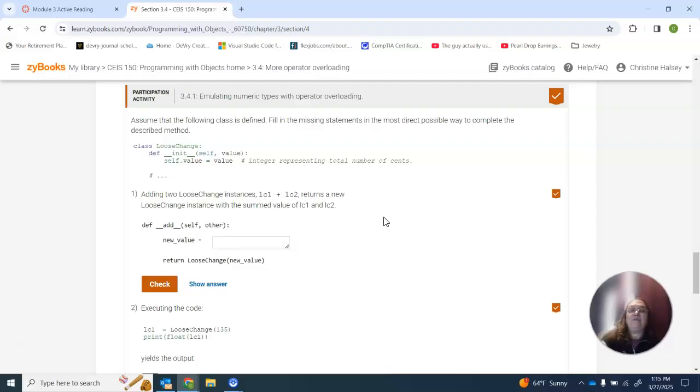But we're only picking up one of them at a time, if I'm understanding this correctly. And then we want to add those two loose change values together.